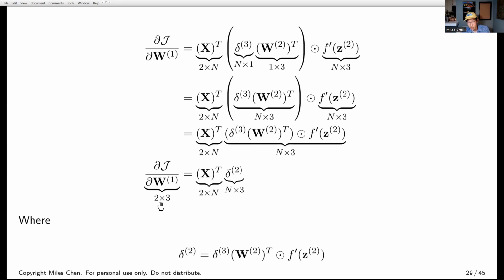And that's exactly what I want, because the W1 matrix is a 2 by 3 matrix, and so the gradient of J with respect to W1 needs to be a 2 by 3 matrix. This produces the result that we want. That can also be used as a guiding principle: I want to calculate the gradient with respect to W1, and W1 is a 2 by 3 matrix, so I know the gradient has to be a 2 by 3 matrix as well.